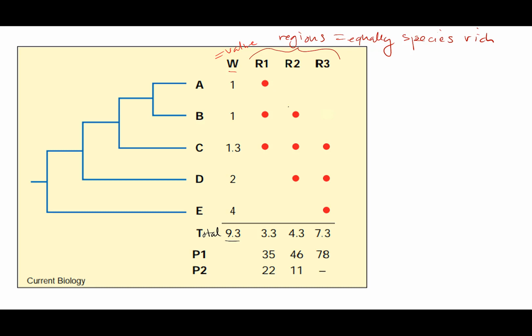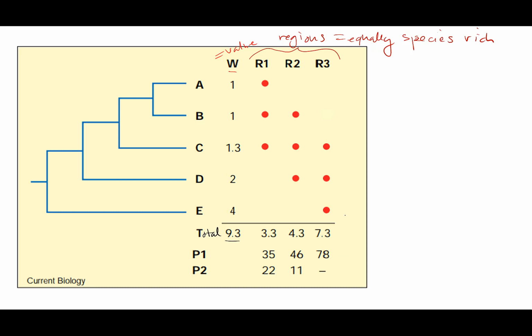If we take region 2, we take 1 plus 1 plus 3 plus 2, which gives us 4.3. And then finally, for region 3, we take 1.3, 2, and 4, and we get a total taxic diversity score of 7.3. You will notice that region 3 has the highest diversity score. So that should give you an idea of where we are going with this measure.